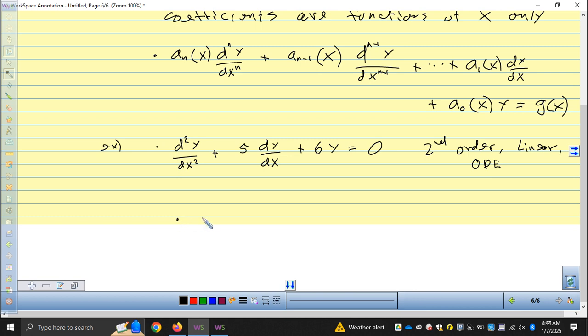If we had something like 5 (dy dx) squared equals cosine of x times y, that would be nonlinear because of this squared and because this coefficient, this function, is not just a function of x. It would be a first order ODE.